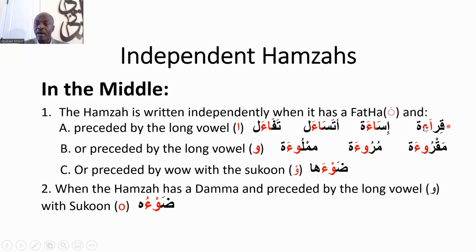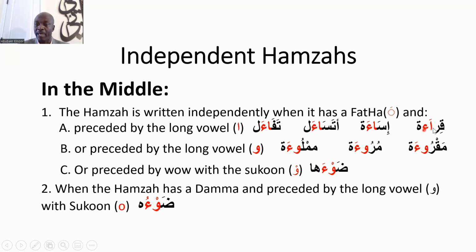In these examples, we see here qira'ah, and qira'ah is reading. So the Hamza here has the fatha and is preceded by the long vowel alif. Isa'a. Isa'a is defamation, or when you talk badly about somebody. So the Hamza has the fatha and is preceded by the long vowel alif. That's why the Hamza is standing alone here with no seat.